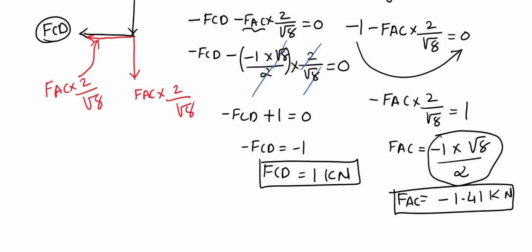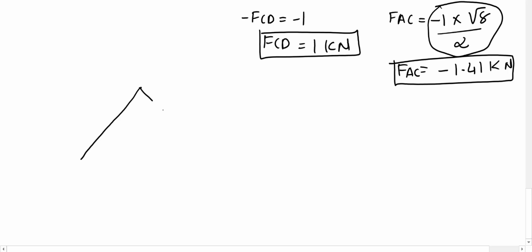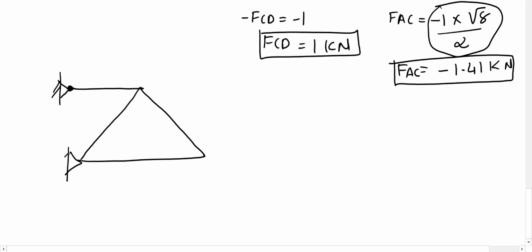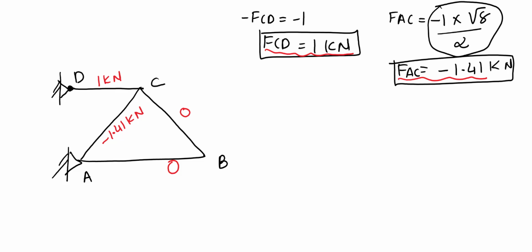I think we almost found all the forces. Let me put that in the diagram here. We have this pin here. We have a load. We have A, we have B, we have C, D. Now this is 0. This is 0. FCD is 1 kilonewton, and FAC is minus 1.41 kilonewton. So that is due to this virtual load that we place onto the system.